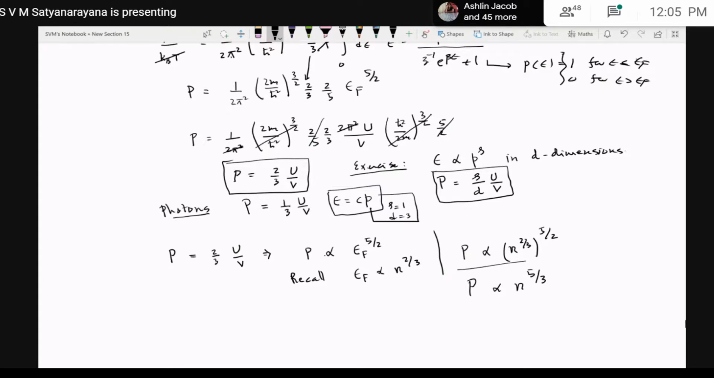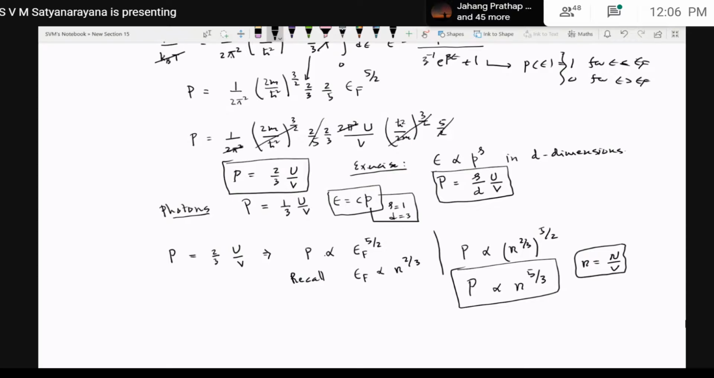Okay, so this is degenerate pressure. Now remember, n to the power 5 by 3 is more than 1. That means it is exponential in character. That means if your number density is increasing, okay, this number density is essentially number per unit volume, the Fermi pressure will increase exponentially. That means it will increase very fast.